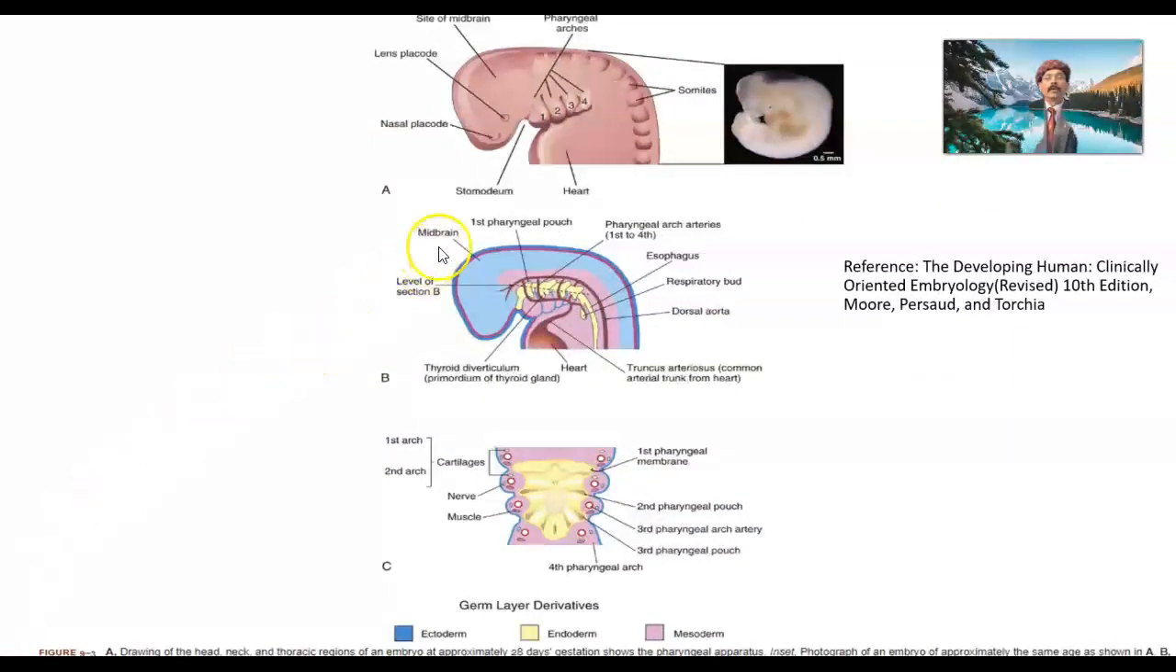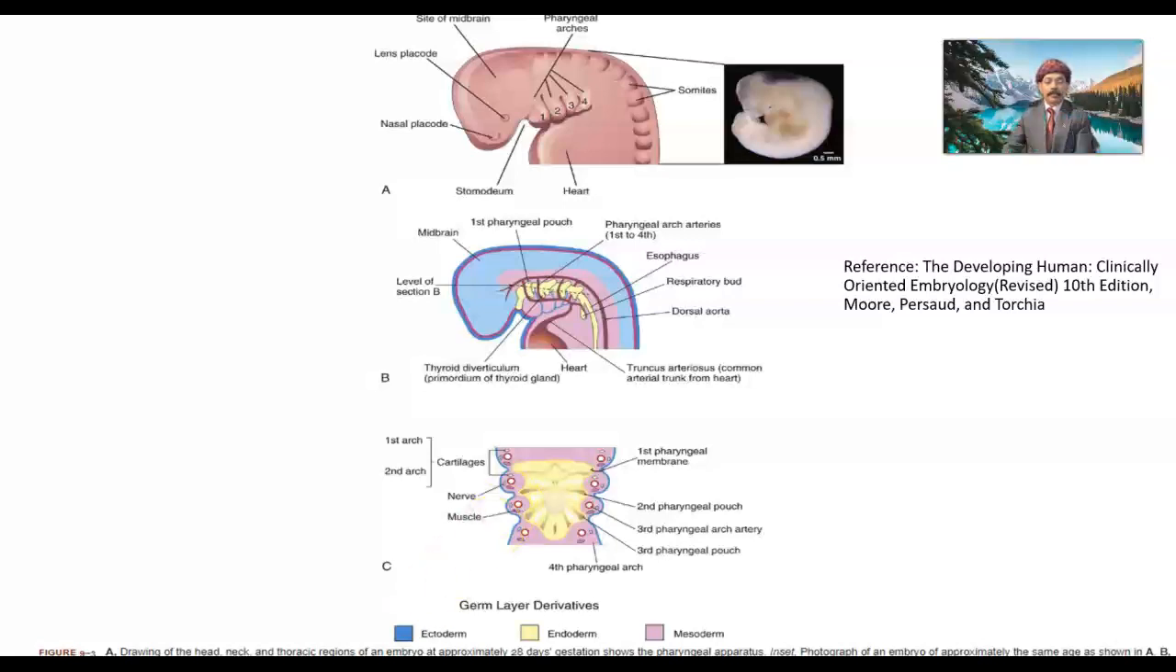Okay, so we have the arches here, 1, 2, 3, 4. At this particular stage of development, we'll eventually get the 6th arch. And this is the pharyngeal arch here, pharyngeal pouch here, pharyngeal membrane here, and this is the pharyngeal groove. Outside is the groove, inside is the pouch, and this is the arch, and the junction between the arches will get the pharyngeal membrane.